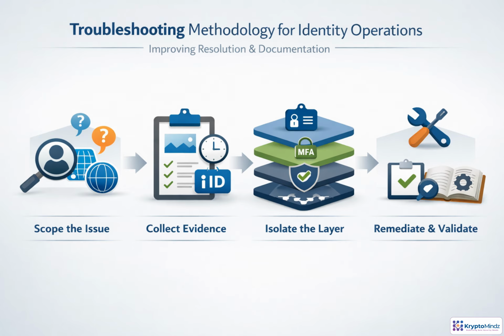Good identity troubleshooting starts by narrowing the problem before changing anything. Ask whether it affects one user or many, one application or several, and whether device, location, or network patterns appear. Then collect evidence: timestamps, screenshots, sign-in logs, audit events, correlation IDs, device state, and recent changes. Use that evidence to isolate the layer, such as credentials, MFA, conditional access, compliance, sync, assignment, or connectivity. Remediate with the smallest safe action. Retest from the user's perspective and document the root cause, so the next incident is faster.